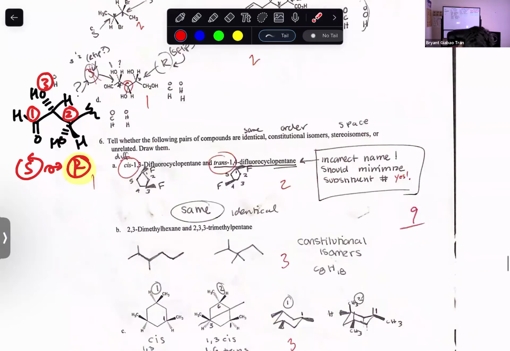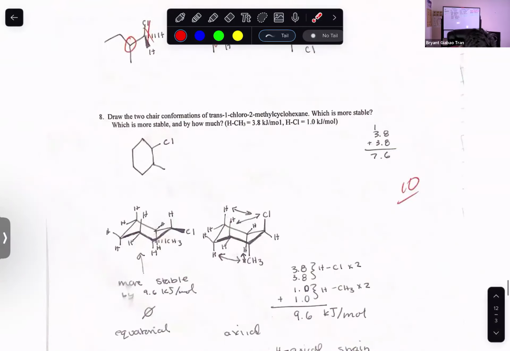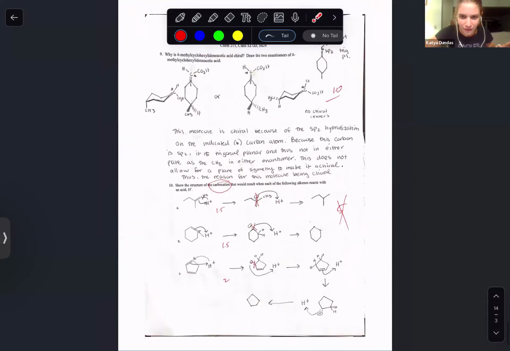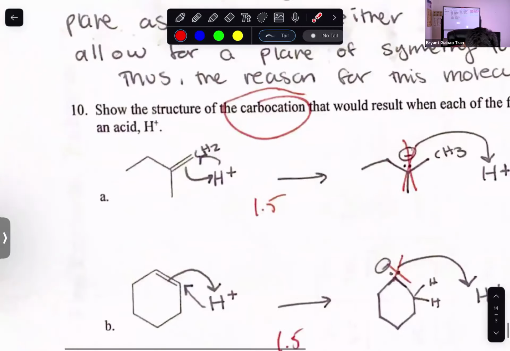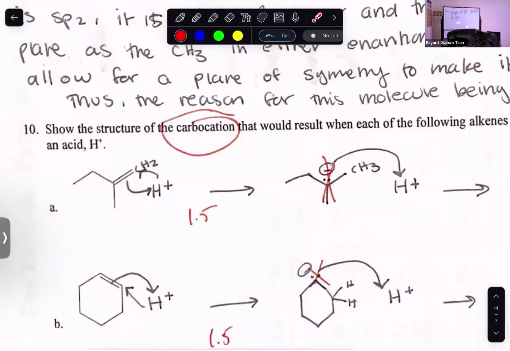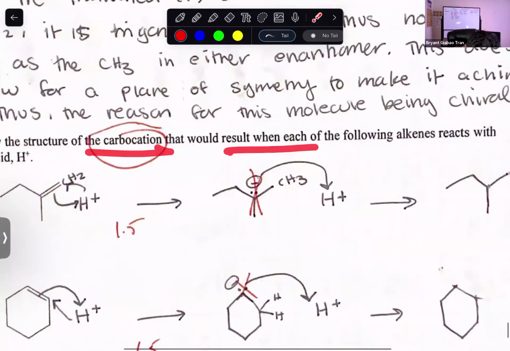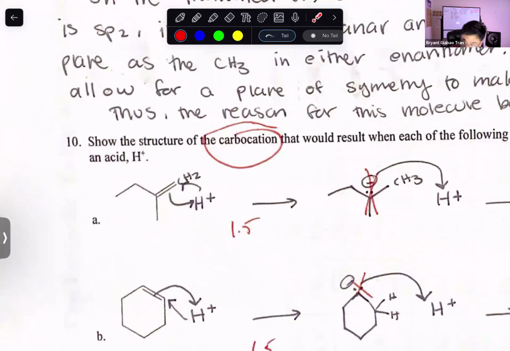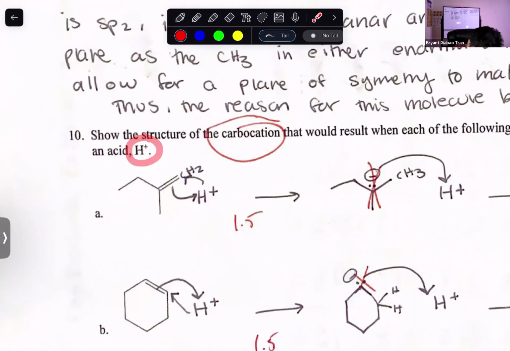Okay, and then what is going on with number 10? Just explain that to me real quick, because my carbocation understanding, I think, is not great, obviously. Draw the structure of the carbocation that would result in each of the following alkene reactions with acid, H plus. It could be strong acid: H3O plus, H2SO4, HCl, HBr, any strong acid, which is represented by H plus here.